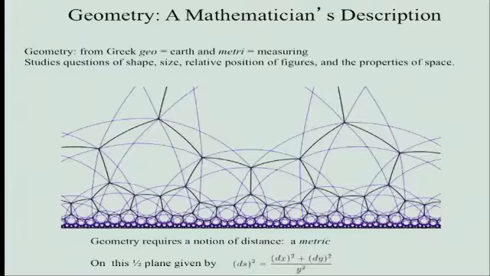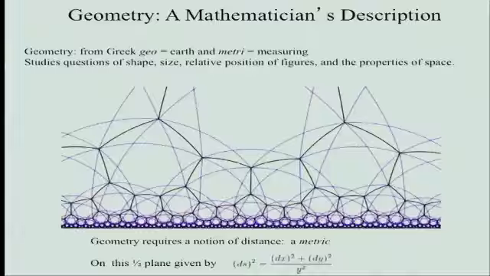It studies questions of shape, as does topology, but also the relative position of figures and the properties of space itself. But in particular, geometry requires this notion of a distance, also known as a metric. That metric, the distance between you and me sitting in this room, can be measured just in terms of the normal distance, or in more interesting geometries, those proposed by the late Thurston, they can have hyperbolic or other geometries as well. But they always have a notion of distance between points in a way that topologists don't.